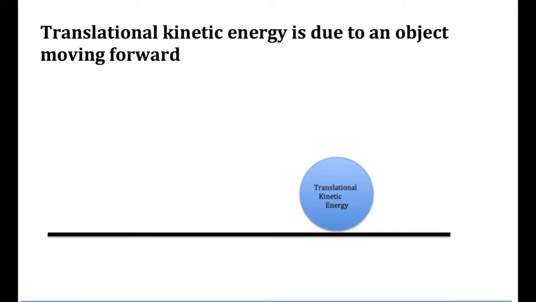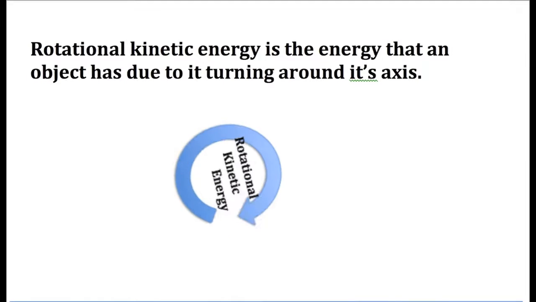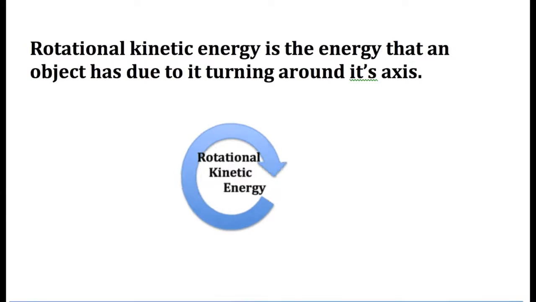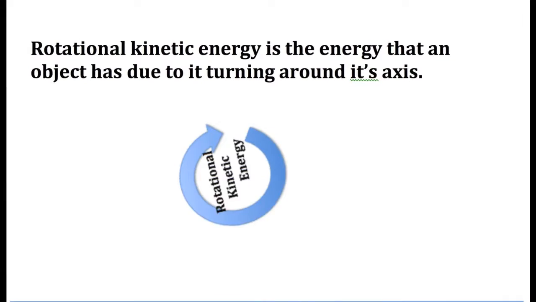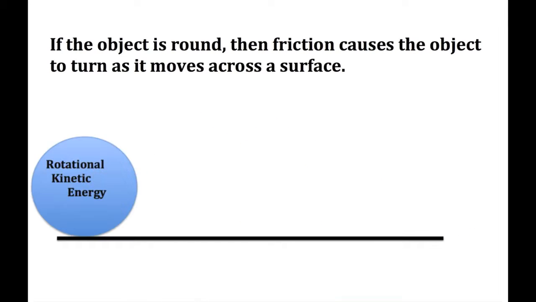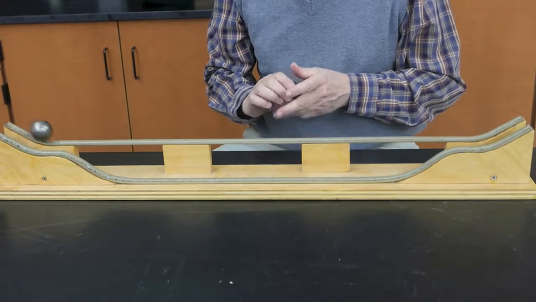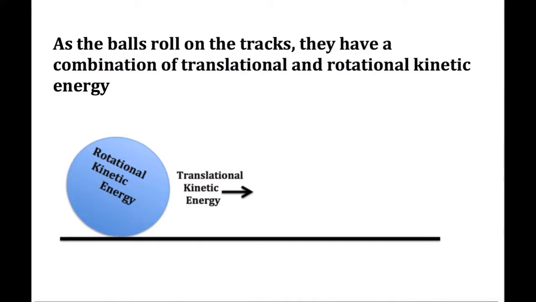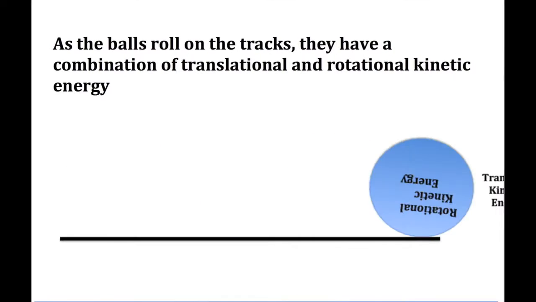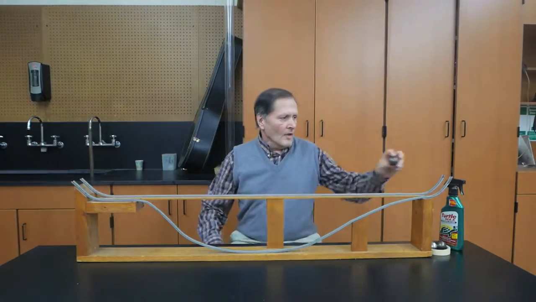The translational kinetic energy is due to the object moving forward. Rotational kinetic energy is energy that an object has due to its turning around its axis. When an object is round, it's friction that causes it to turn as it moves across a surface. So these balls have a combination of translational and rotational kinetic energy as they move across the track.